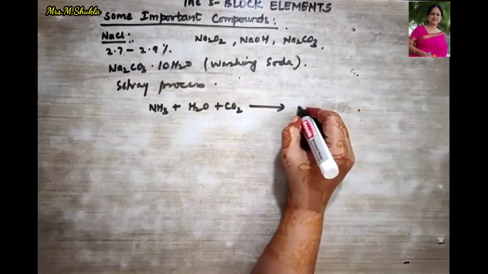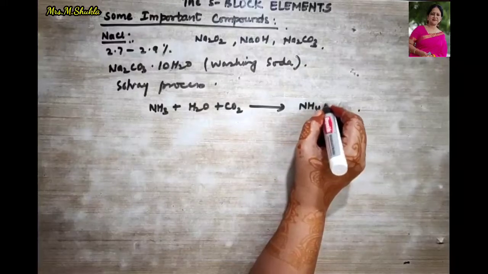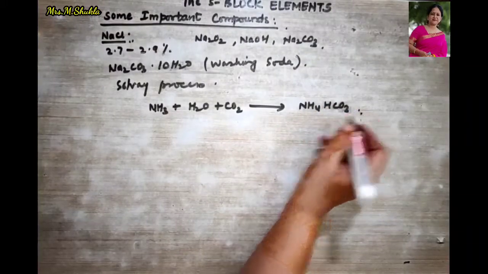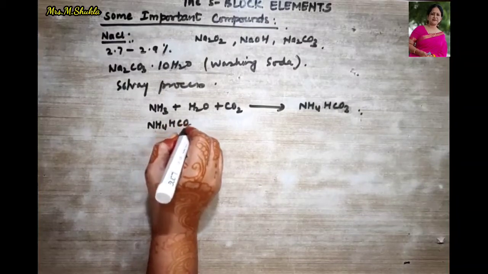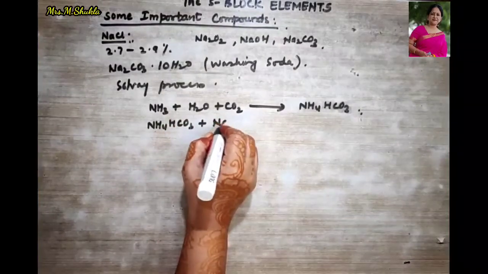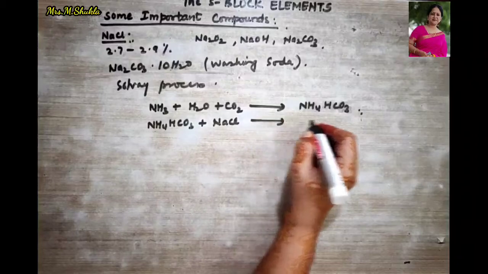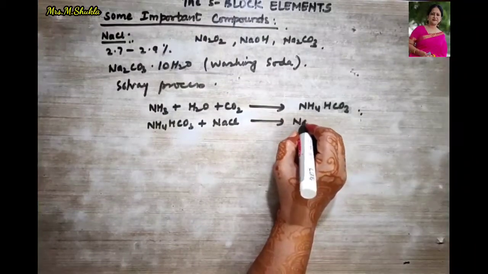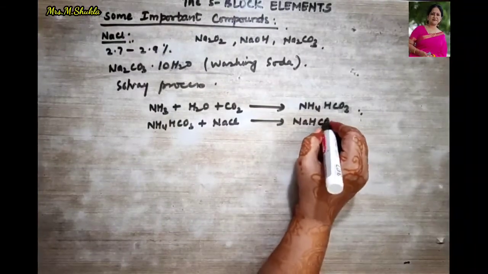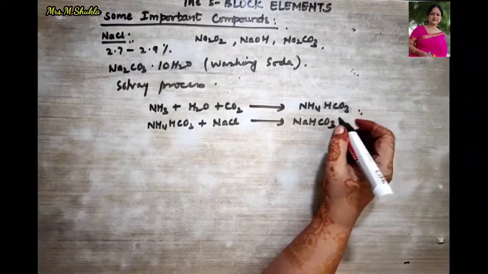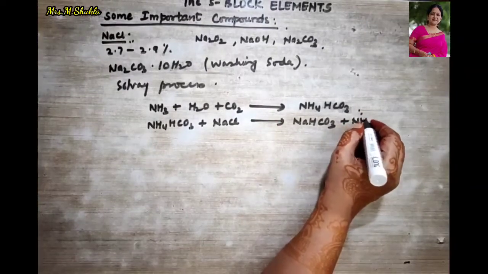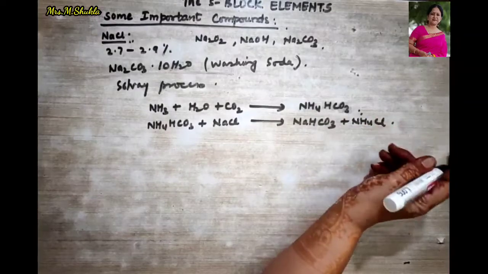So it first forms ammonium bicarbonate, right? Further, this ammonium bicarbonate, when treated with the brine solution, is going to form a precipitate of NaHCO3, that is sodium bicarbonate, plus NH4Cl, right?